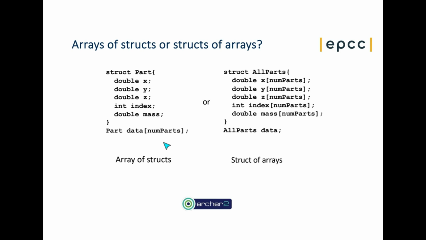The other way to do it is to say, okay, I'm going to have a structure that represents all the particles, and that will contain an array of X's, an array of Y's, an array of Z's, and so on. So that's the structure of arrays type layout.